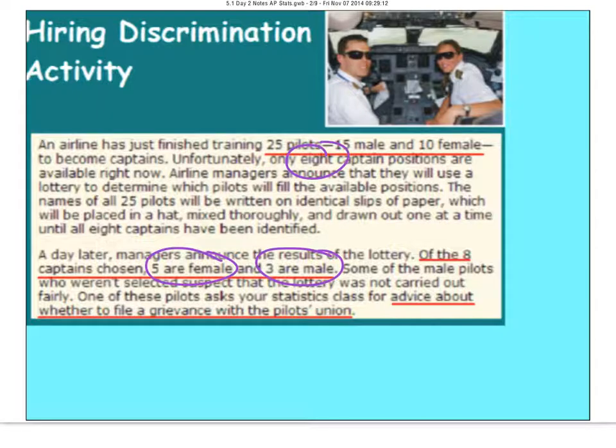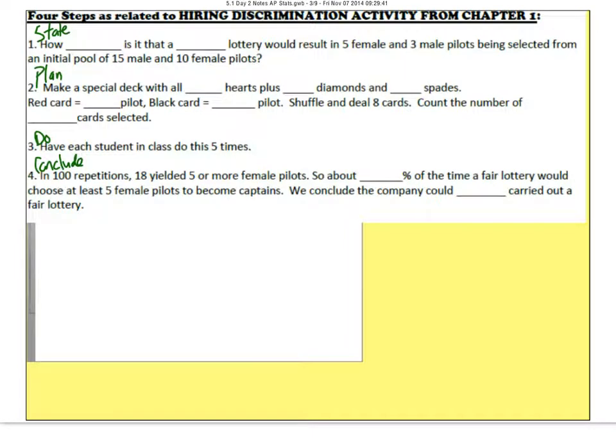Let's simulate it. Let's use state, plan, do, and conclude to actually set this up and carry it out. So the first thing we want to do is determine how likely it is that a fair lottery will result in 5 female and 3 male pilots being selected from the pool of 15 male and 10 female. We already talked about that. Well, what's our plan to do that?